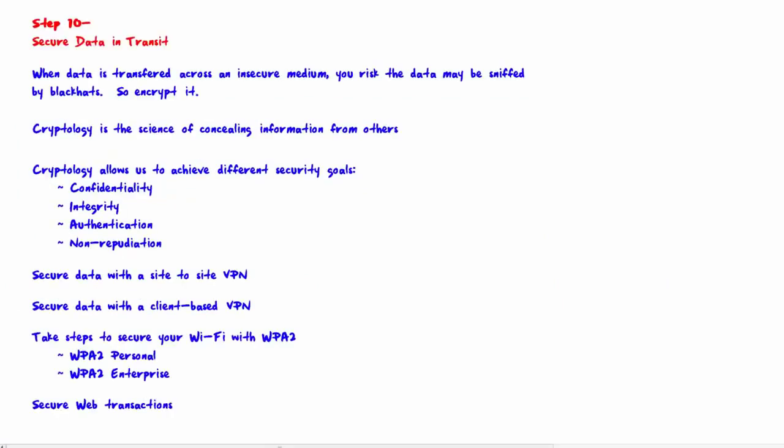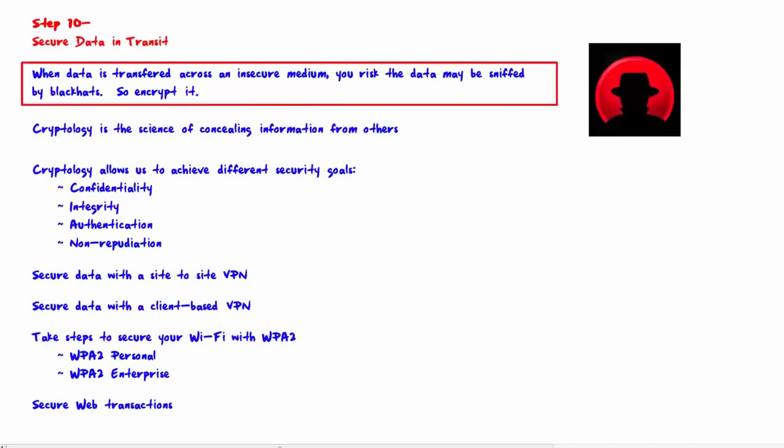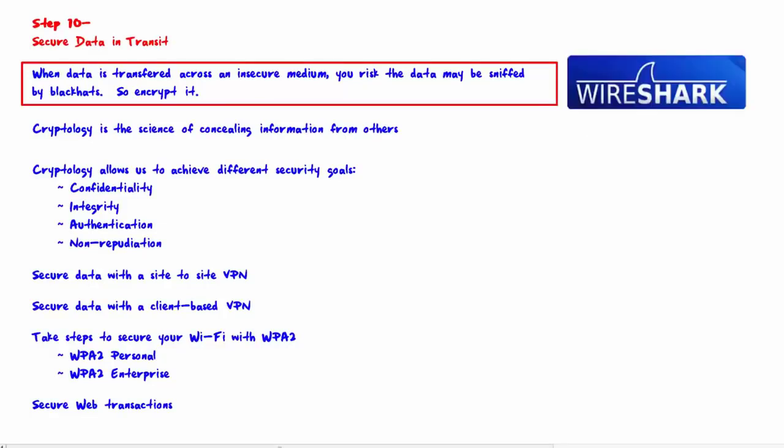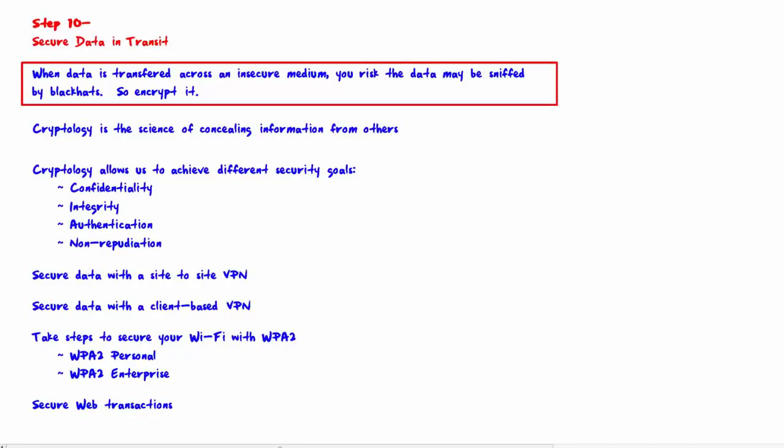Welcome to Step 10, Secure Data in Transit. When data is transferred across an insecure medium, you risk the data may be sniffed by black hats, so encrypt it. When we say sniffed, we mean that it's captured, so they could use a program like Wireshark or many other utilities to capture that data so they can look at it. Now, an insecure medium means the internet, or in the air in the case of Wi-Fi.